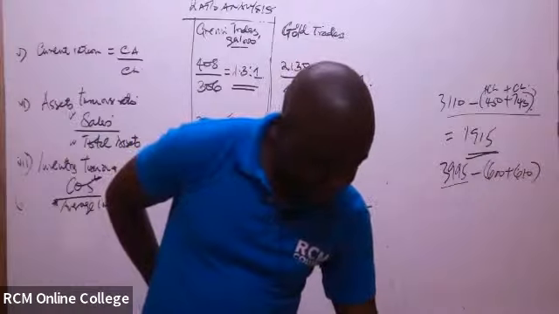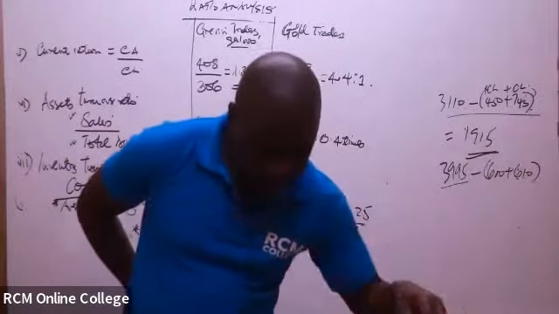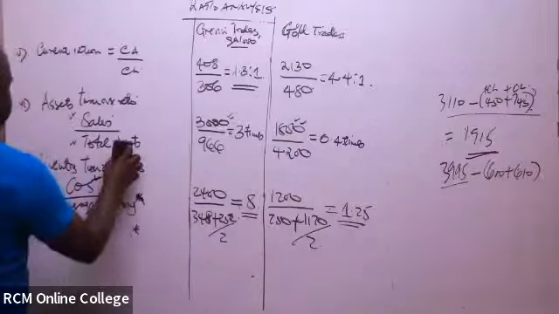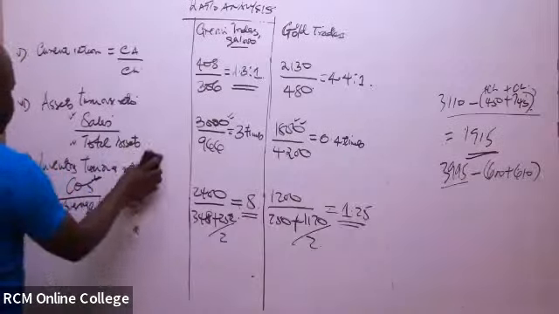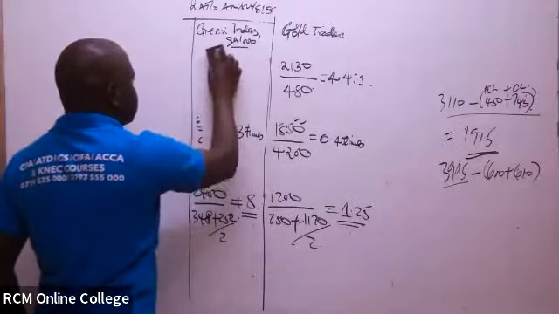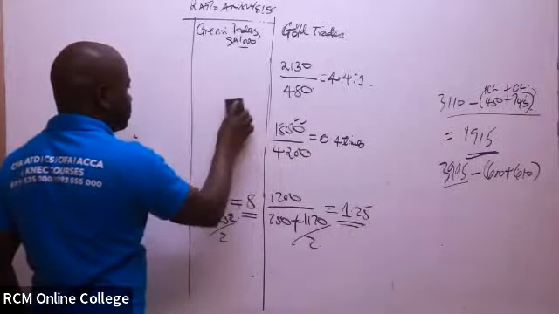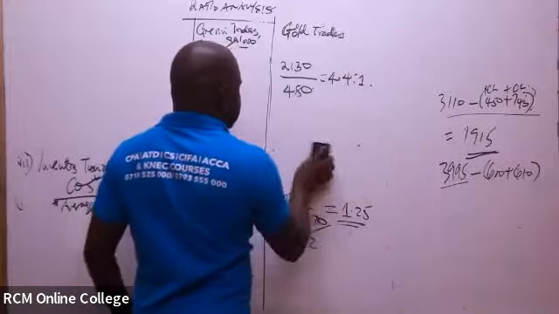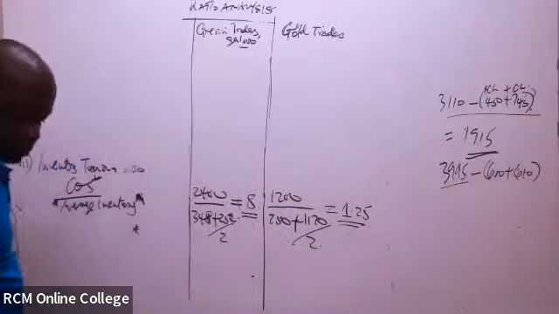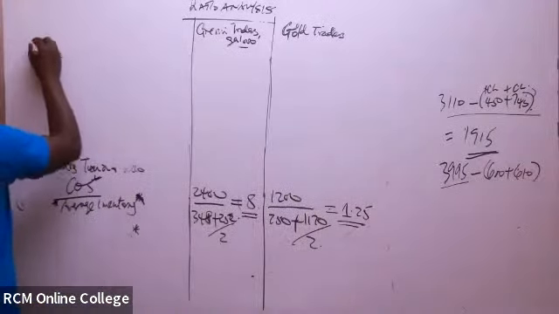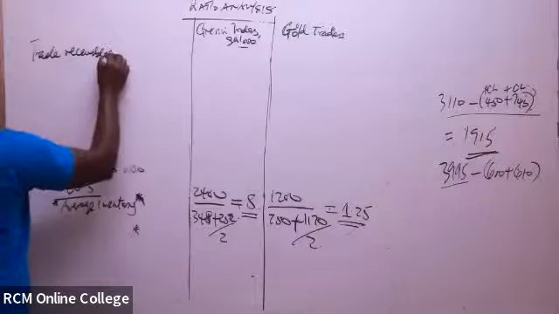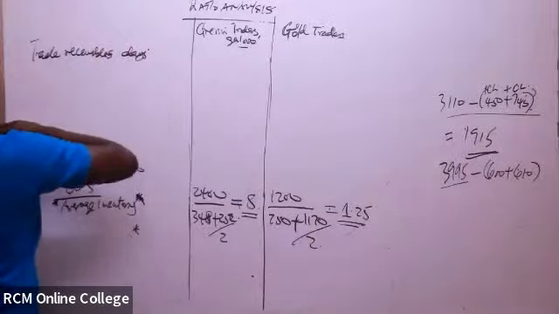Then the next ratio is trade receivable days. It is just the same as trade receivable collection days.